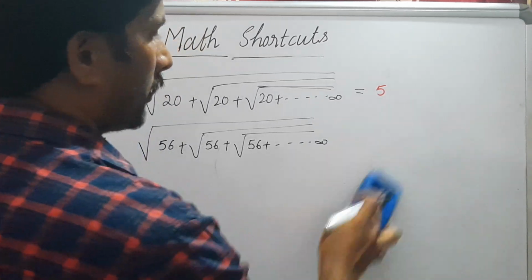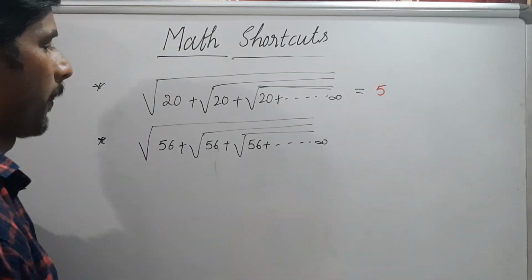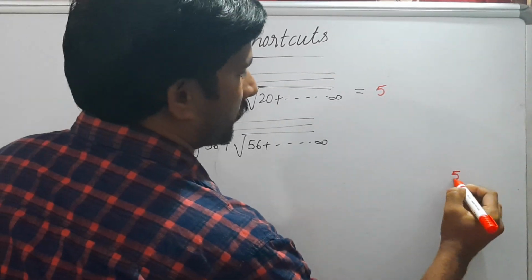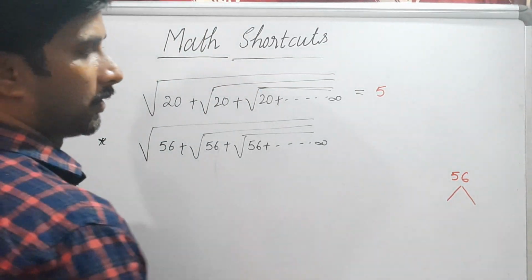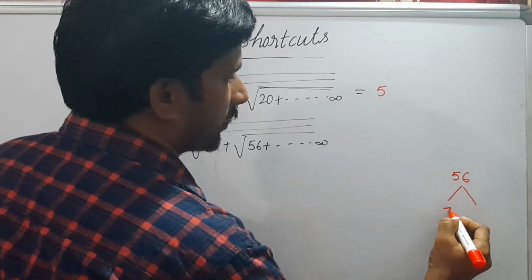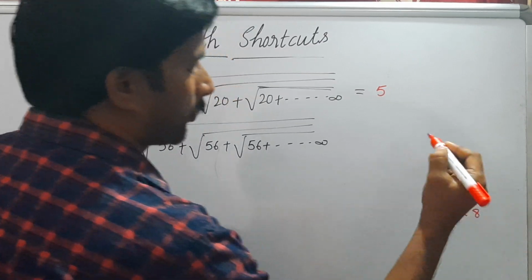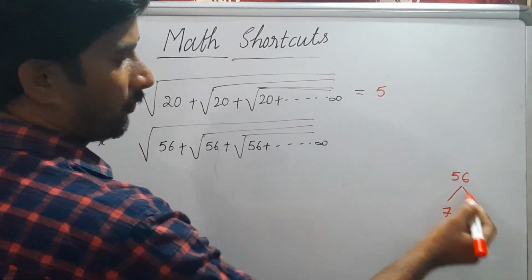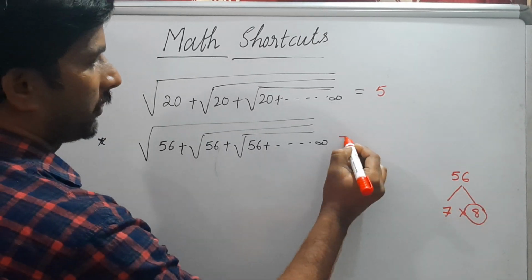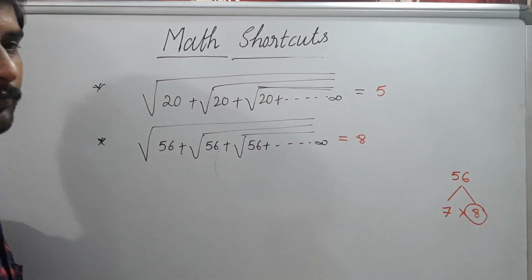So here we have the number 56. Take this number 56 and write the product of two consecutive numbers, which are 7 into 8. Among these two, what is the maximum value we have? 8. So this answer is 8.